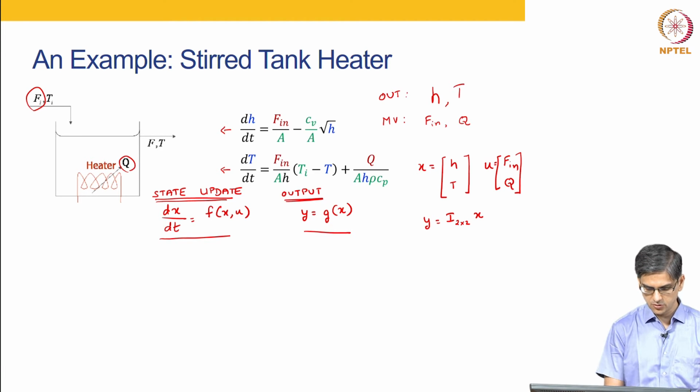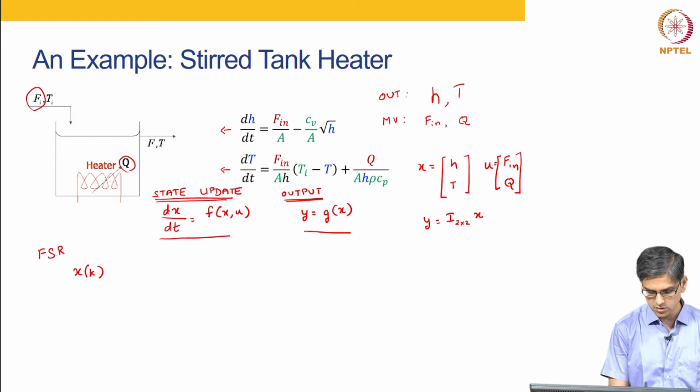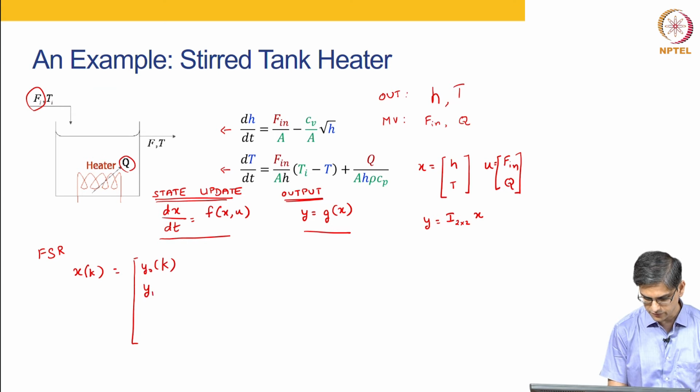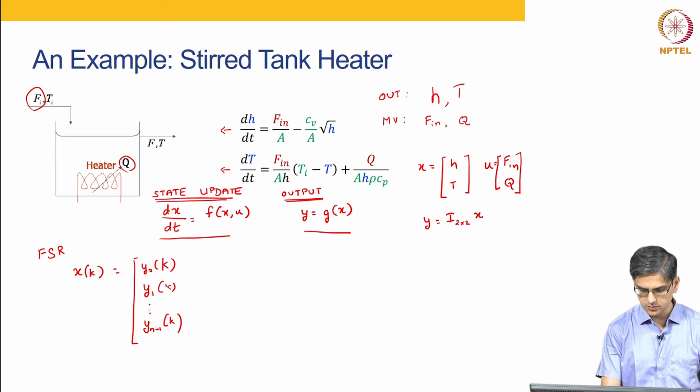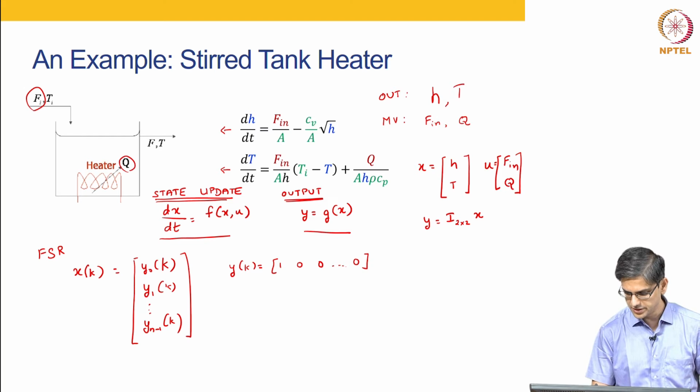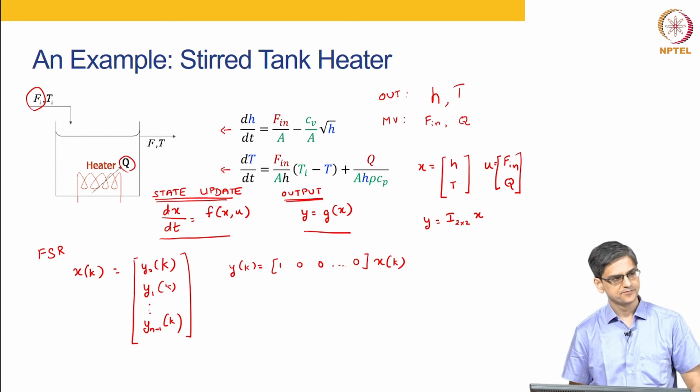Okay. Again, if you recall, the definition of state for the finite step response model was y0(k), y1(k), and so on up to y(n-1)(k). So the output equation was nothing but y(k) equal to [1 0 0 0] multiplied by x(k).